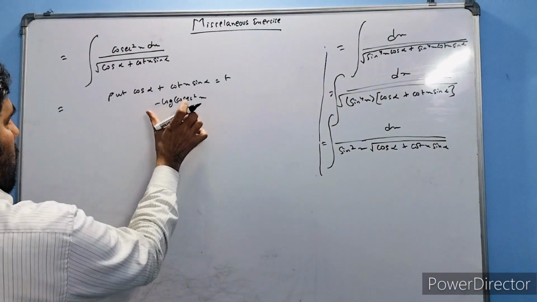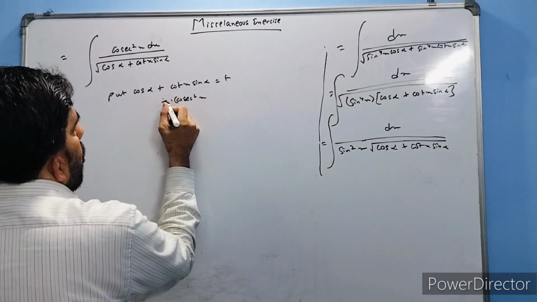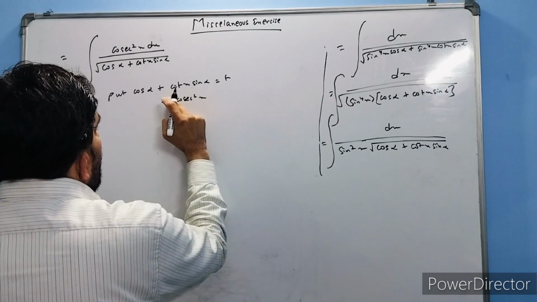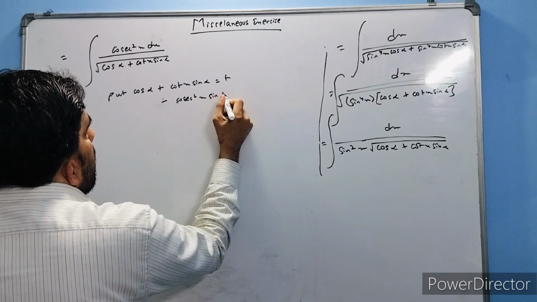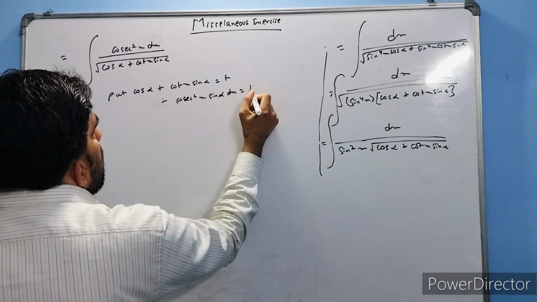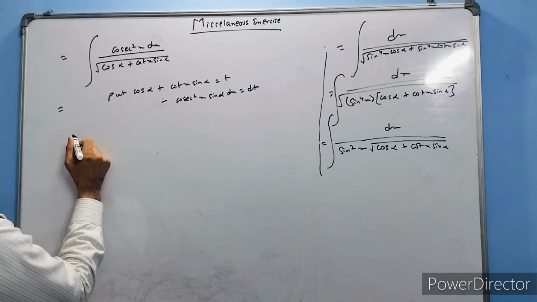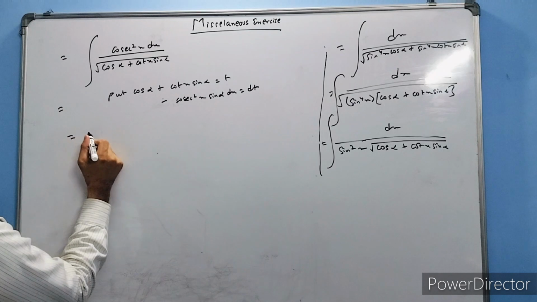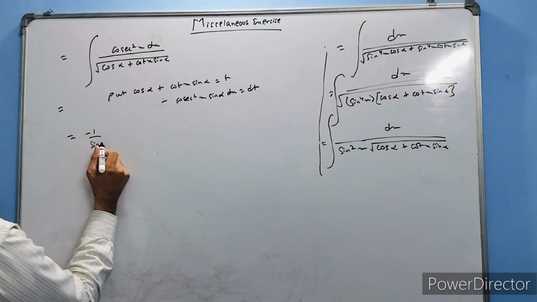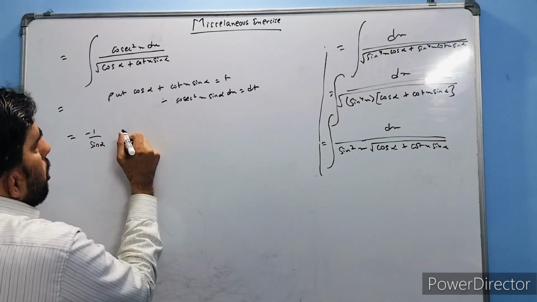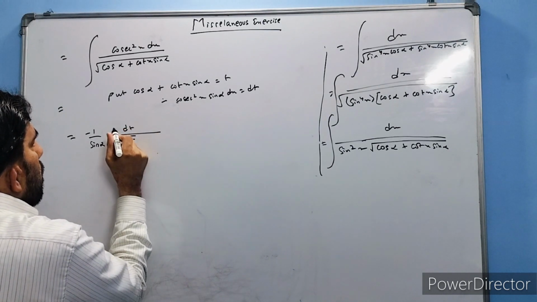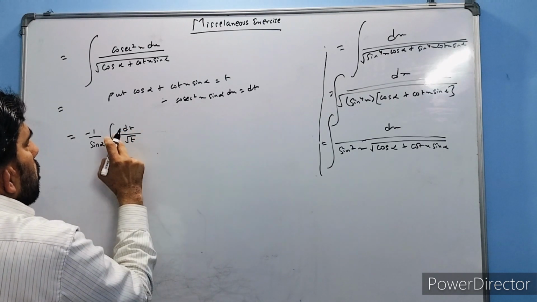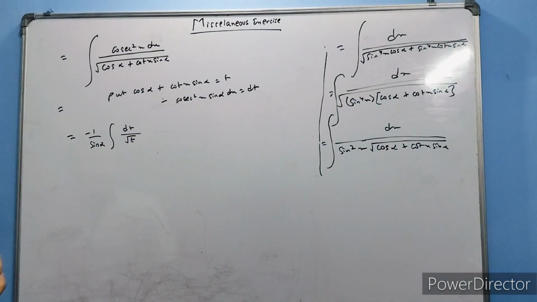Now we have minus cosec square x sin alpha dx equal to dt. So we'll take the minus sign outside, sin alpha, and here we have dt upon root t. Okay, so this is what we have taken.